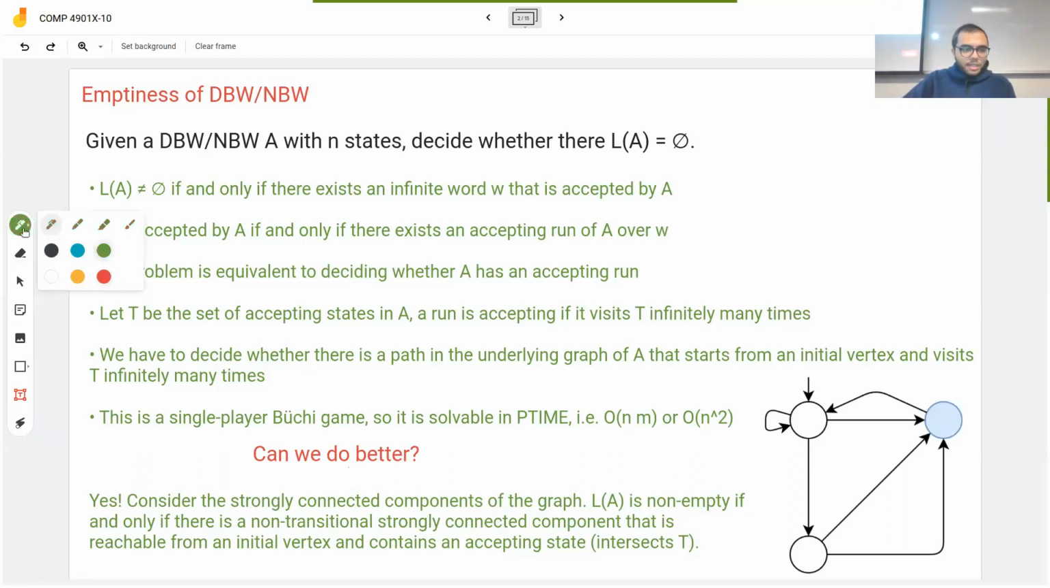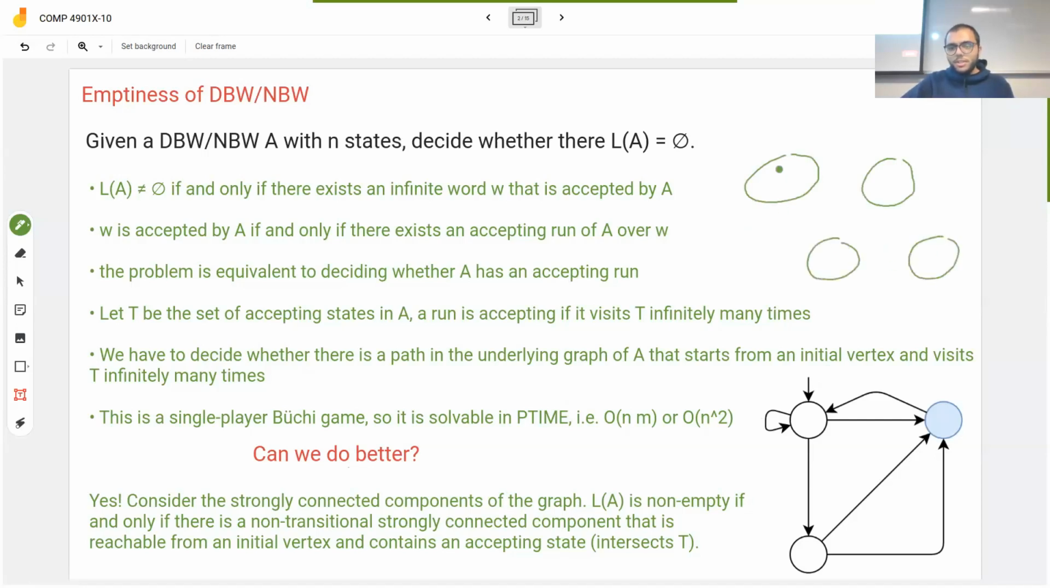Now, in order to do that, I can just look at my strongly connected components, okay? So I take my graph, the graph of my automaton, and I look at its decomposition into strongly connected components. So let's say these are my strongly connected components. This is strongly connected component 1, 2, 3, and let's say 4. And then I have some edges between some of these as well. Okay.